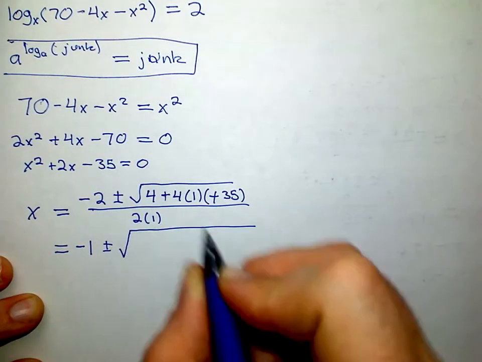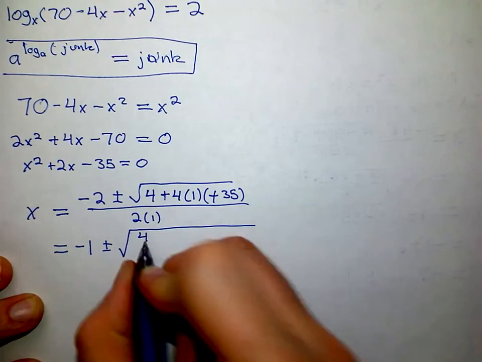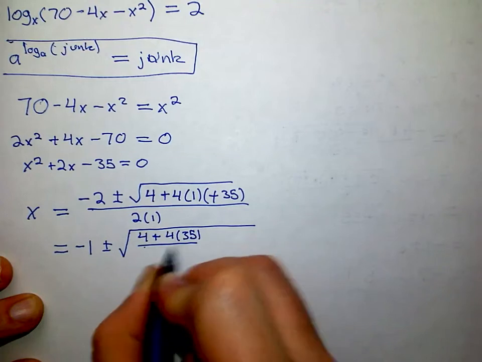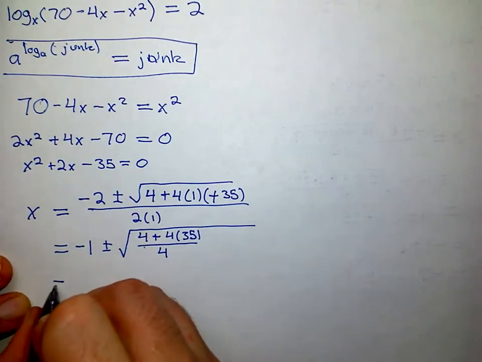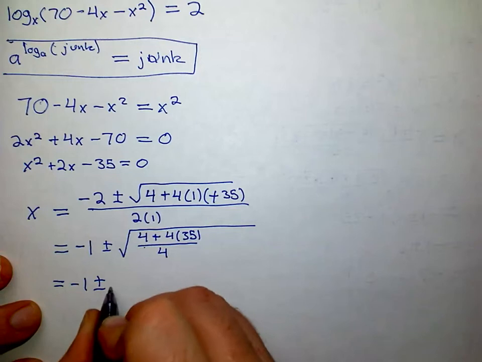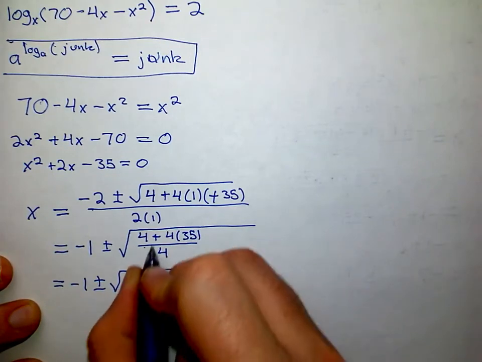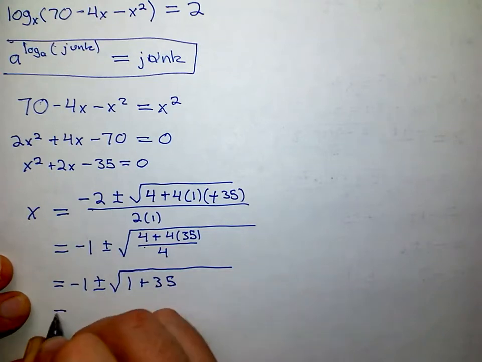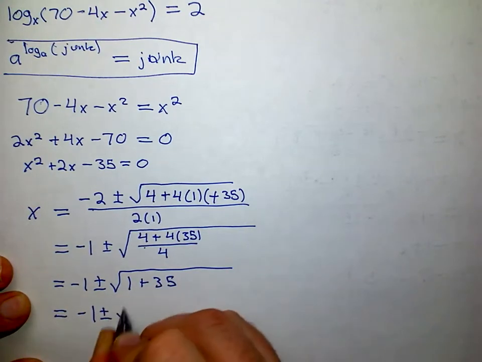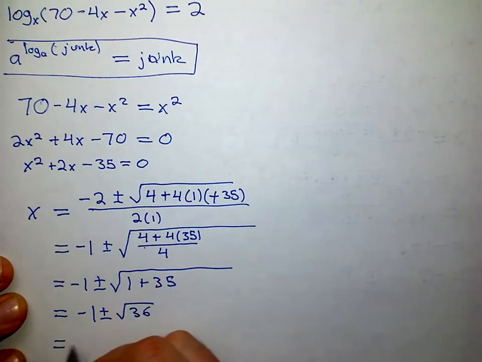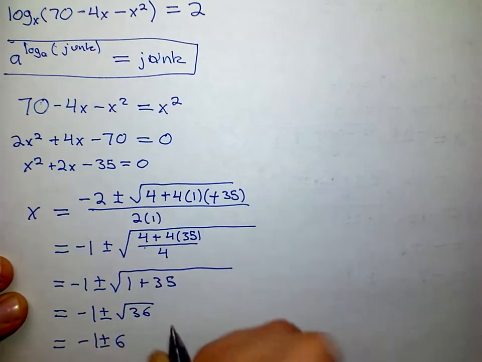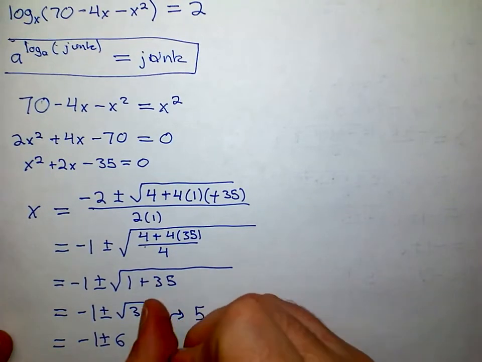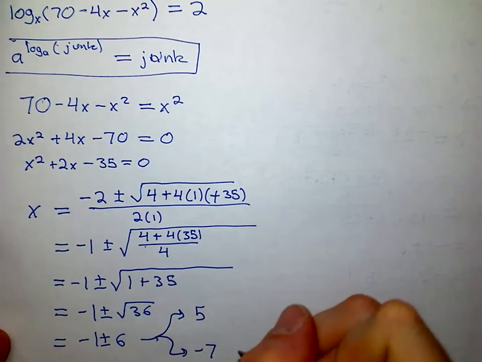And then to bring the 2 inside the square root, I have to square it. So I get 4 plus 4 times 35 over 4. That simplifies nicely. So I get 1 plus 4 times 35 over 4, which is 35. Which is negative 1 plus or minus root 36, negative 1 plus or minus 6. So now this gives us the plus is a 5 and the minus is a minus 7.